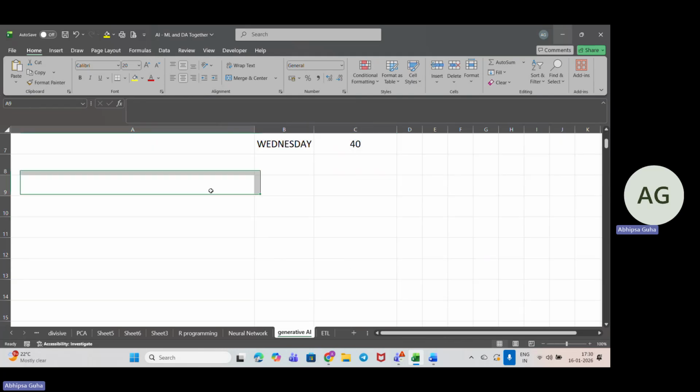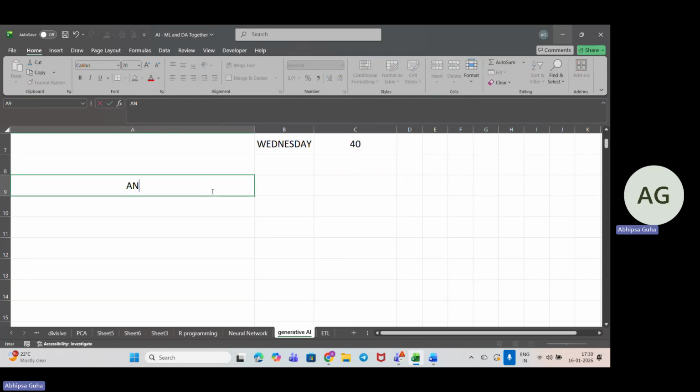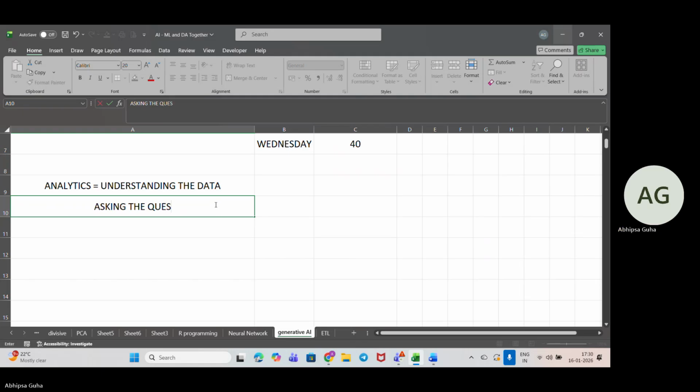Now I have to understand what is analytics. Analytics is equal to understanding the data. Analytics is basically understanding the data, that is, analytics is asking questions to data.